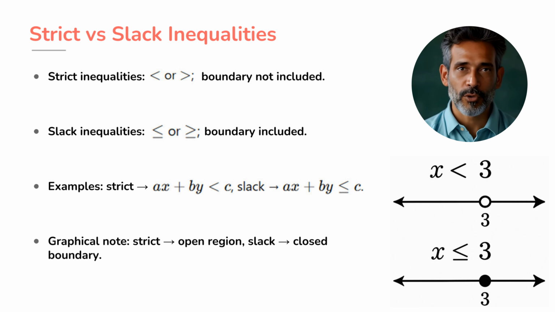These include the boundary. On a number line, strict x < 3 is shown with an open circle at 3, and slack x ≤ 3 is shown with a filled circle at 3. Quick tip: always check if equality is included. Many exam mistakes happen here.